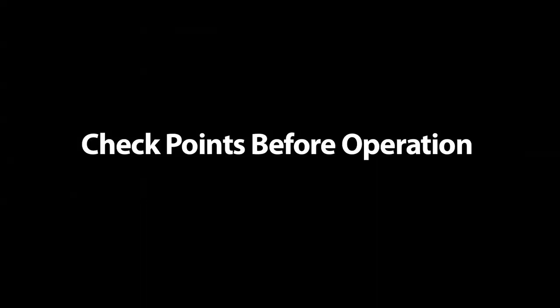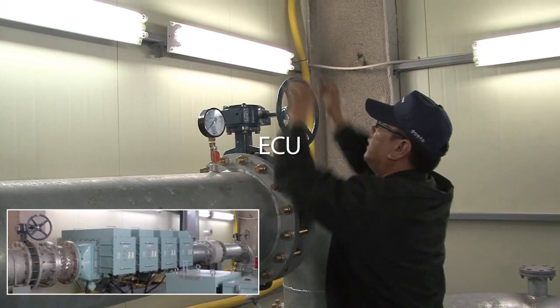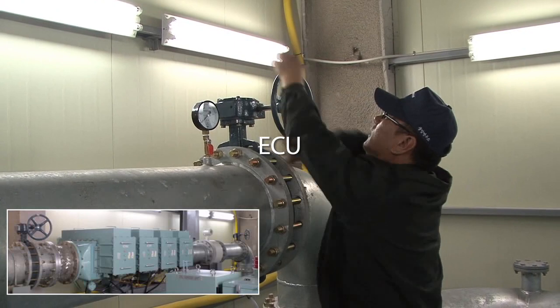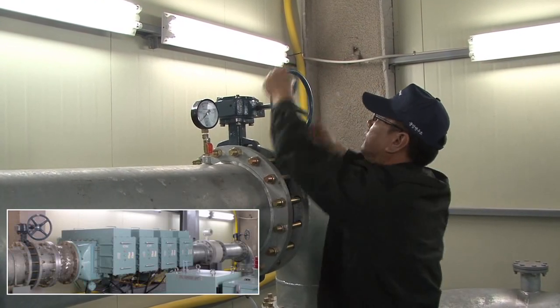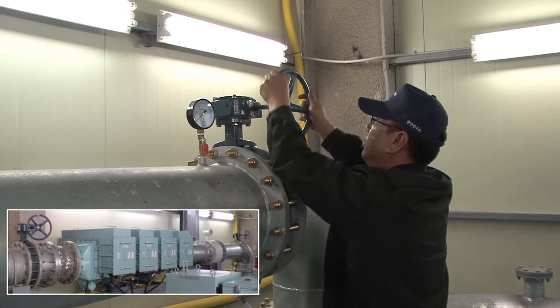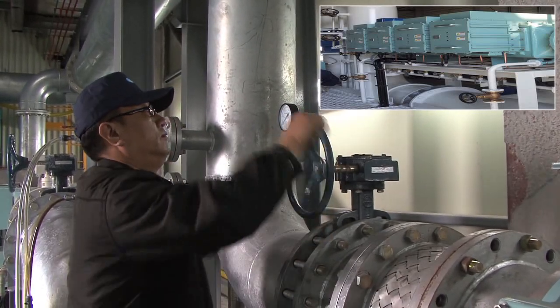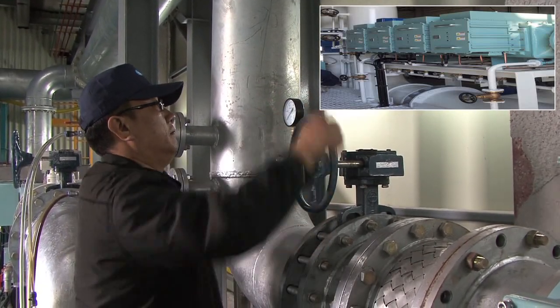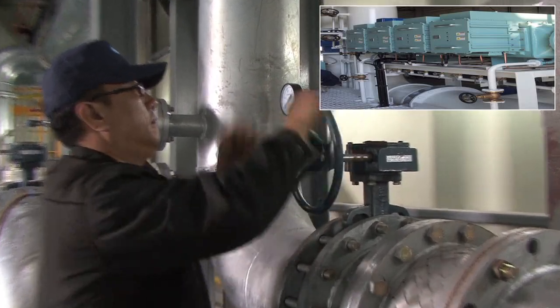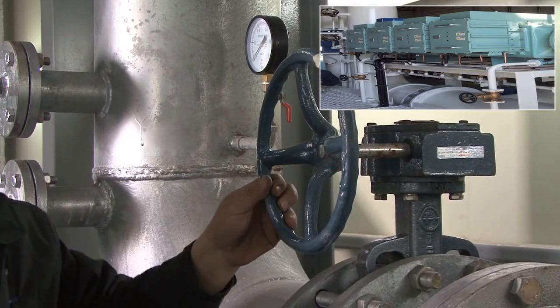Three. Checkpoints before operation. 1. ECU. 1. Open inlet and outlet of the butterfly valves connected to ECU. 2. Close drain valves connected to ECU. 3. Open inlet and outlet valves of the cooling water.